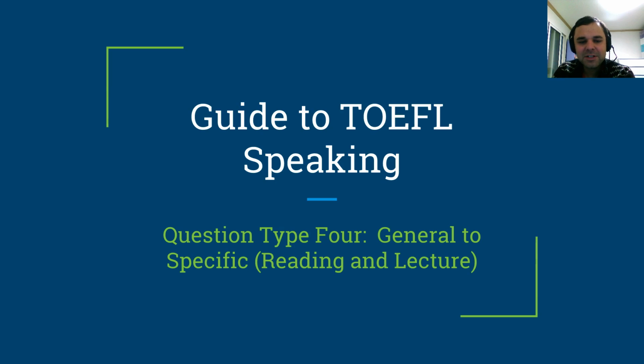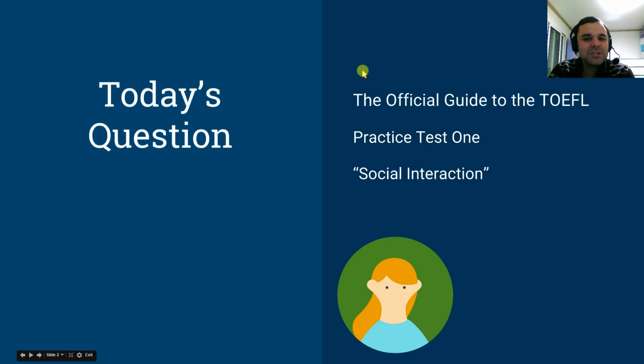Now, these templates are universal, which means you can use them no matter what the subject of the question is. You can use them no matter what the actual content of the question is. Now, the practice question we're using in today's video is once again from the official guide to the TOEFL. That's a textbook published by ETS. It's from practice test 1 in that book. It's the question about social interaction.